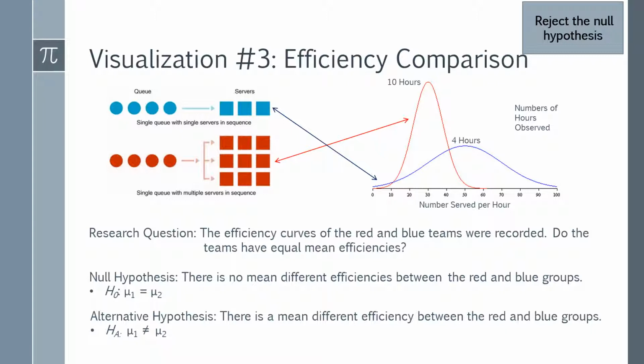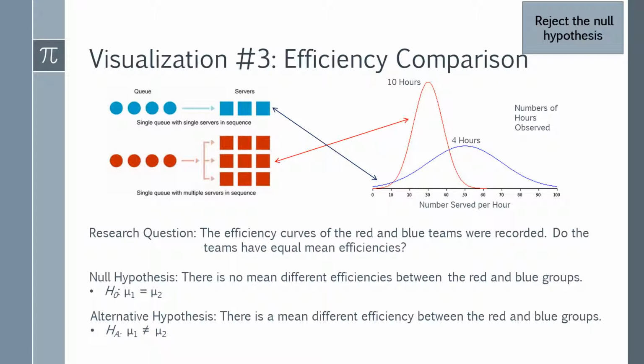The vertical axis represents the number of hours observed. The horizontal axis equals the number served per hour. In nearly all instances, the top of the bell curve represents the mean. By visual deductive reasoning, it is clear the red team demonstrated efficiency.